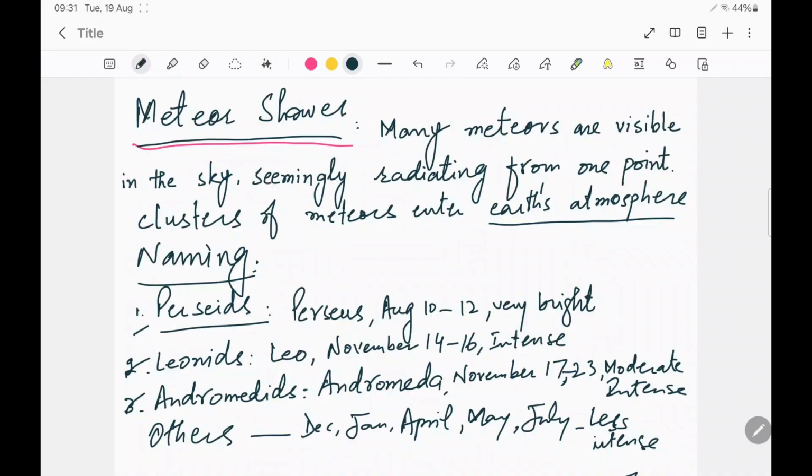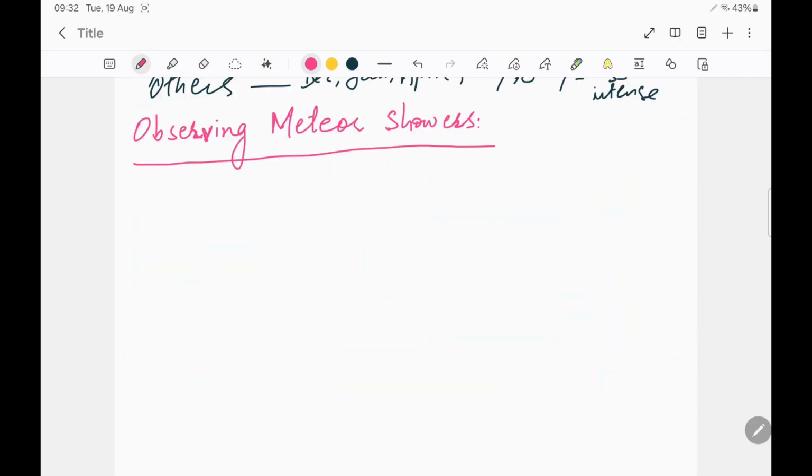So this is how the major meteor showers appear during a year, and that are visible to a human eye. Well, dear student, let's now see how we observe the meteor showers.